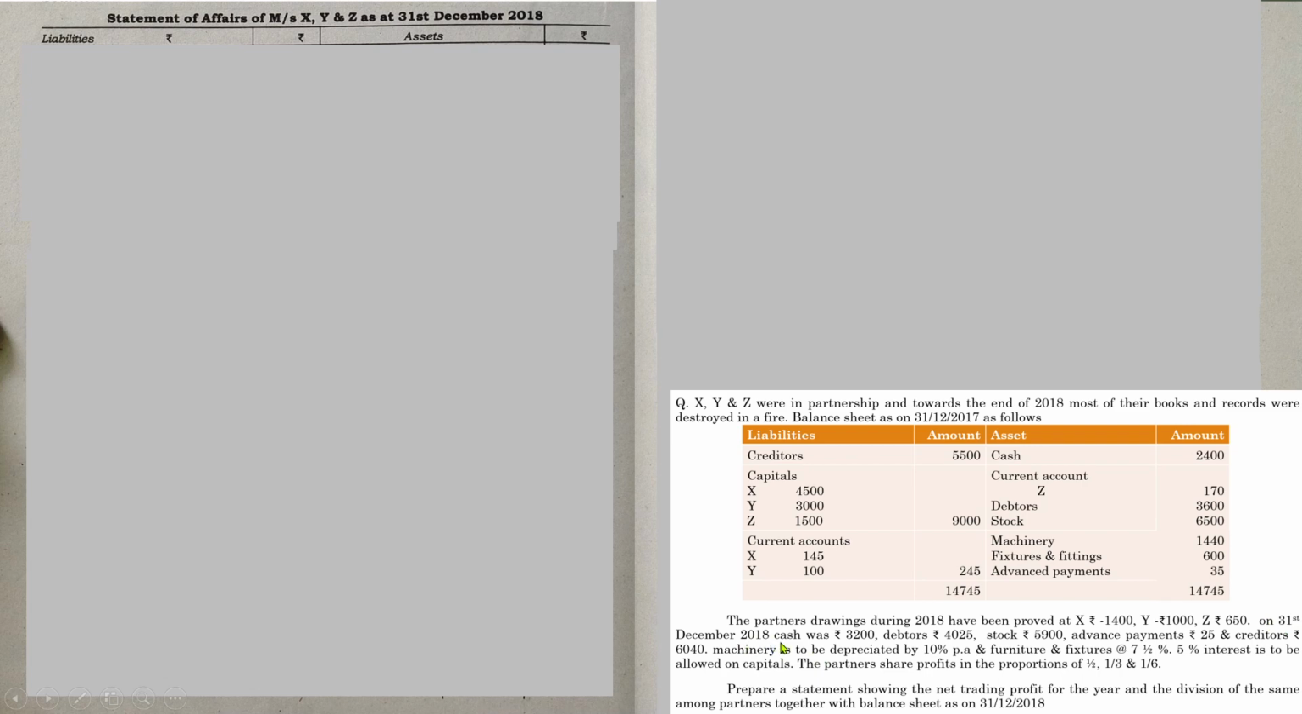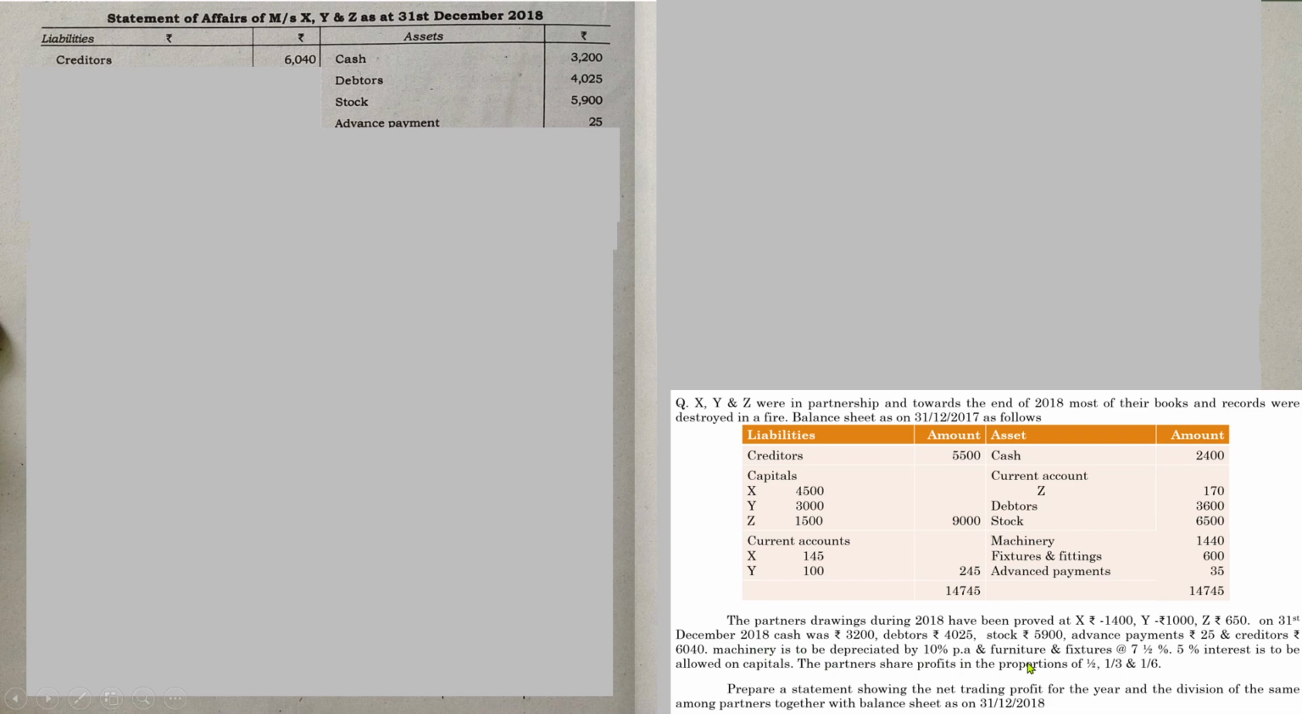On 31st December 2018, cash was 3,200. So write down cash. Debtors was 4,025. Write down. Stock during the year, that is closing stock, 5,900. Advance payments during the year is 25. Creditors rupees 6,040. And next one, machinery is to be depreciated.